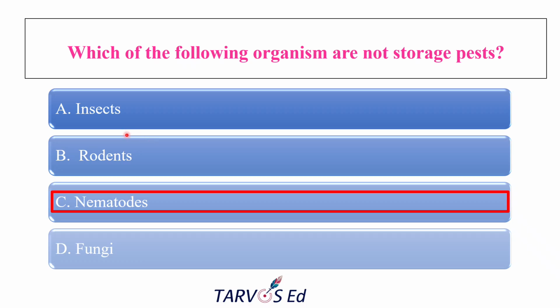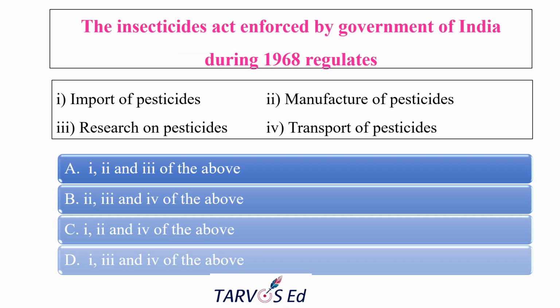So nematodes are not storage pests. See, insects are the main storage pest. Nematodes primarily occur in the soil and on the plant, not in the storage godown. They usually attack roots, stems, and leaves in the soil, right? They don't even survive in dry stored grains. They need some moisture. So they are not considered a storage pest. Insects, rodents, and fungi usually occur in storage godowns.